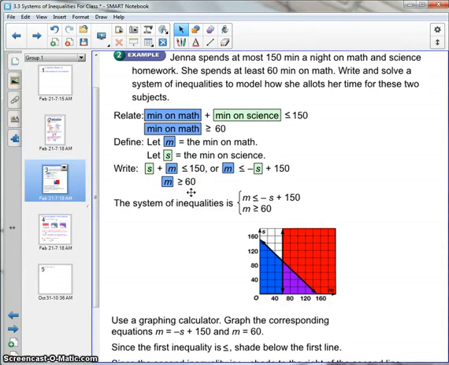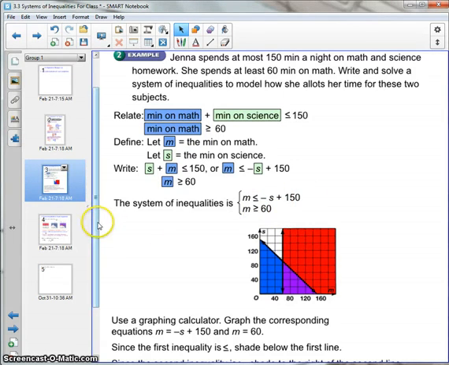Now we have our two inequalities, which makes up our system, because the system of inequalities is just more than one inequality. So we have those two, and we want to graph them. So similar to how we did in the previous example, you want to figure out your boundary lines, which for both of these is going to be a solid line, because it includes equals to, and the shading.